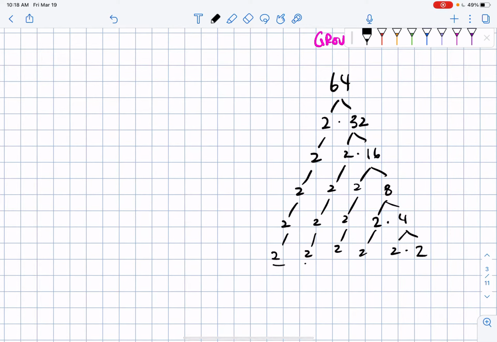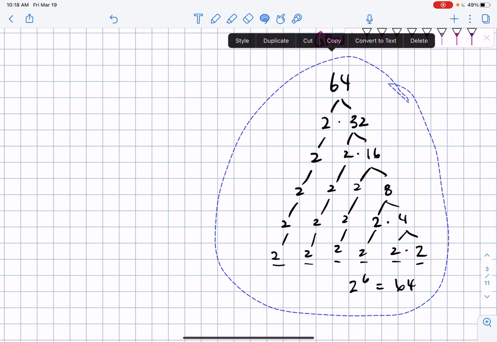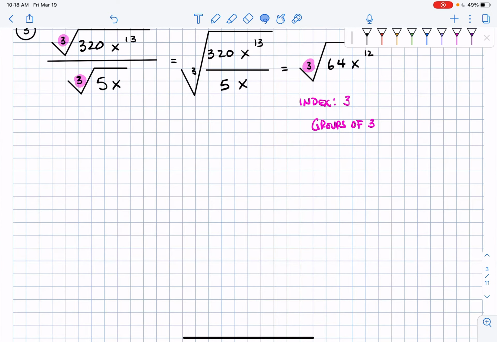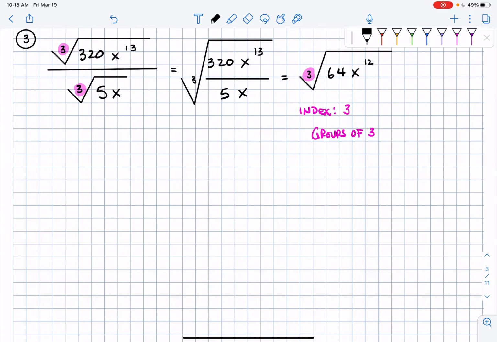So I got 1, 2, 3, 4, 5, 6. So 2 to the 6 would equal 64. In other words, 2 times 2 times 2 times 2 times 2 times 2 is equal to 64. Okay? So let me go ahead and erase this. So that's the advantage of watching the video here. So 2 to the 6 is equal to 64.